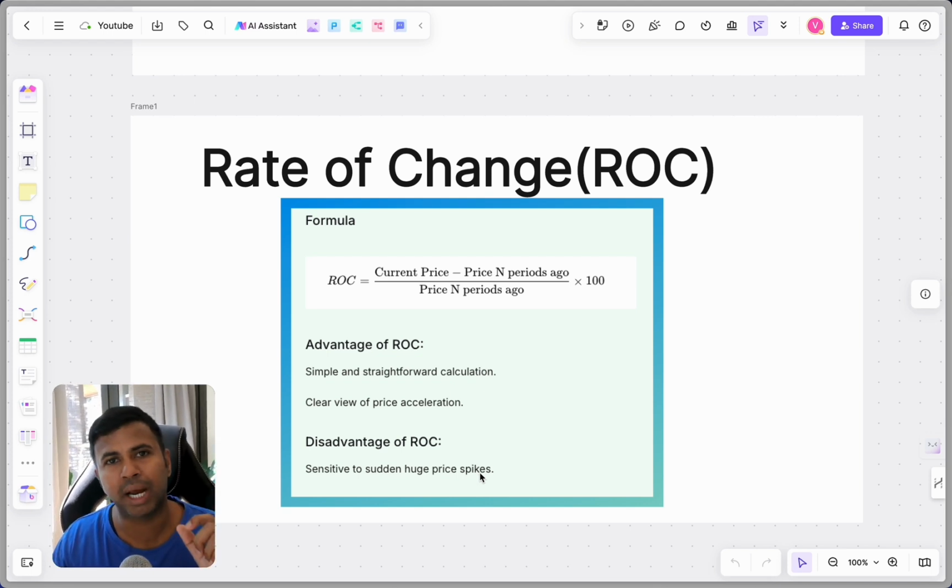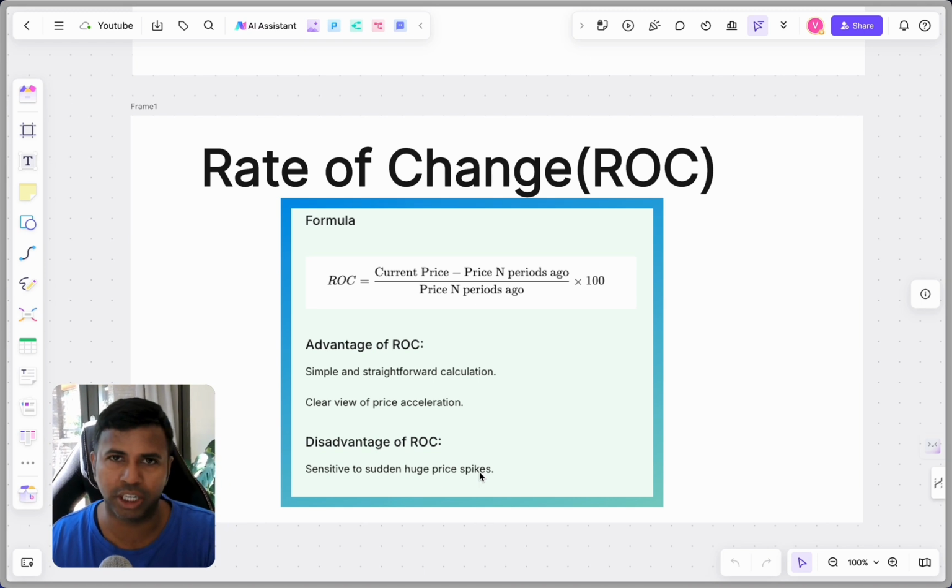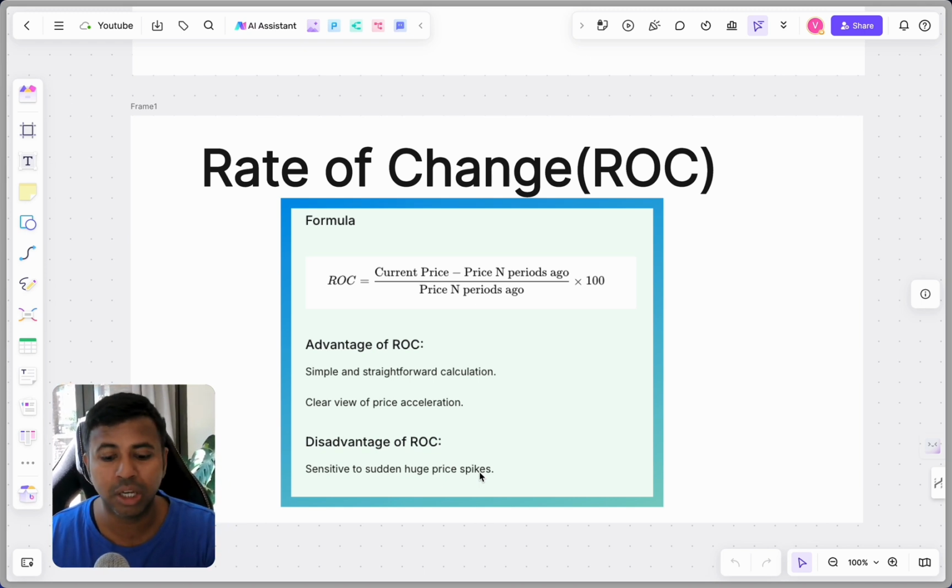Why does this matter? When you have a system that uses the rate of change to generate signals, you will have frequent buys and sells when the indicator is very sensitive. So you will have stocks entering and exiting your portfolio very quickly. That might result in a lot of churn, and frequent churn increases your transaction cost. That's why we call this sensitiveness to sudden price moves a disadvantage.